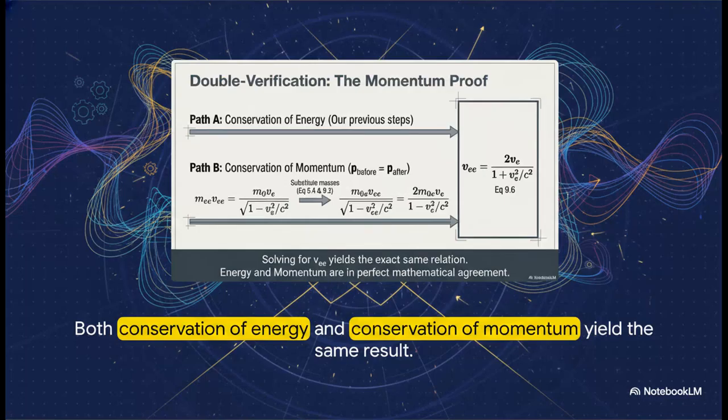First, just to be absolutely sure we got it right, we can run the whole thought experiment again. But this time, instead of using conservation of energy, we can use conservation of momentum. And what's really amazing is that, as you can see here, both roads, energy and momentum, lead to the exact same formula. The laws of physics are in perfect agreement with each other.